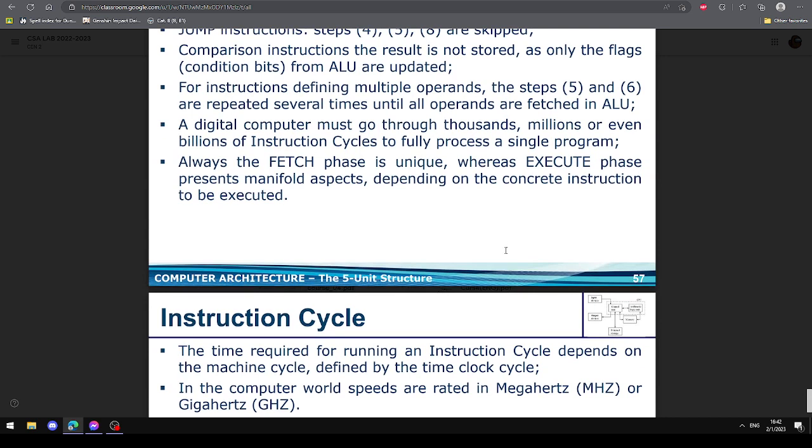Always, the fetch phase is unique, whereas the execute phase presents manifold aspects depending on the concrete instruction to be executed.